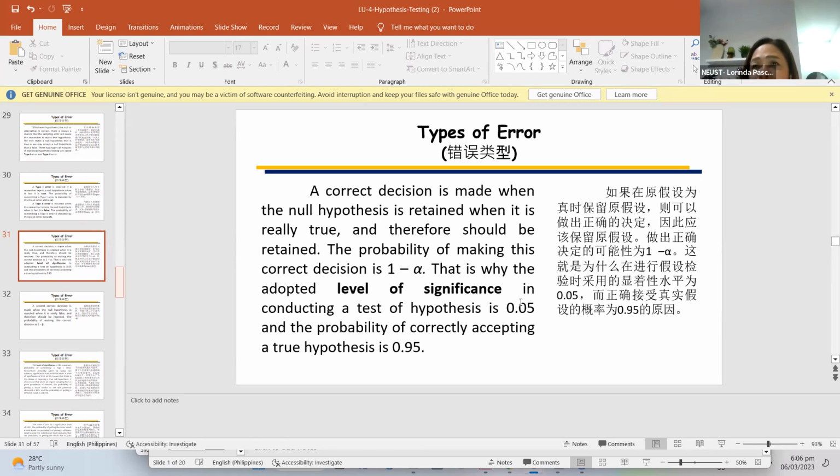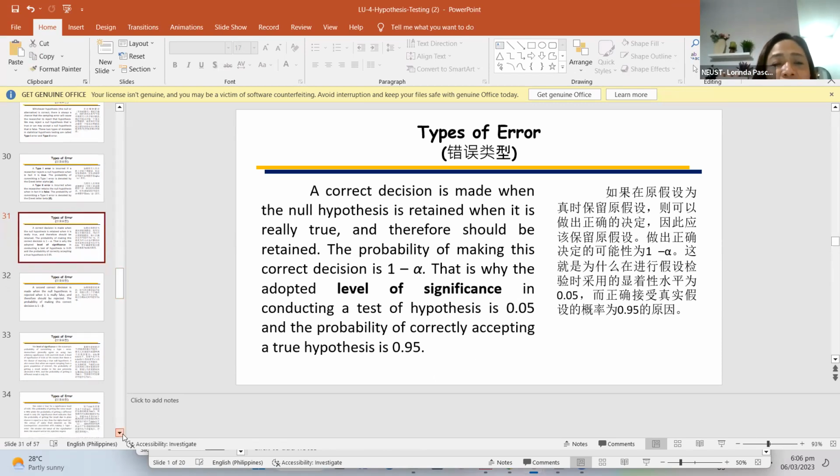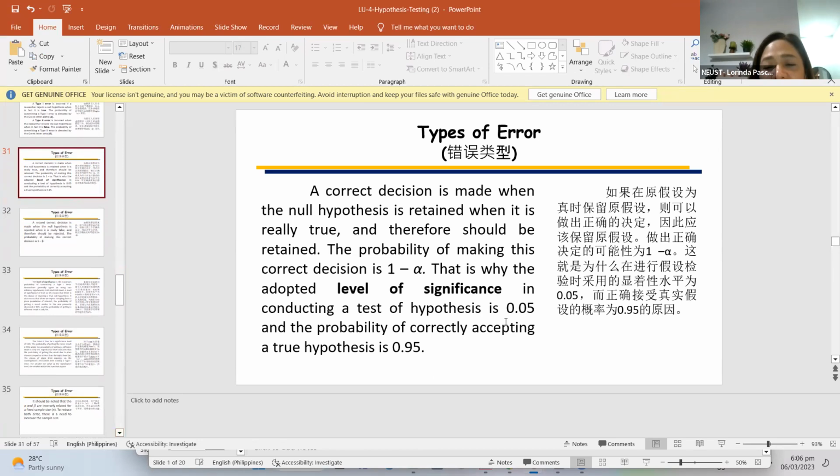So how does it relate to the sample size? Sige nga, kung naalala ninyo yung sa sample size, paano nare-relate sa sample size yung significance level na 0.05 tsaka 0.01? Anybody who remembers our lecture in determining the sample size?